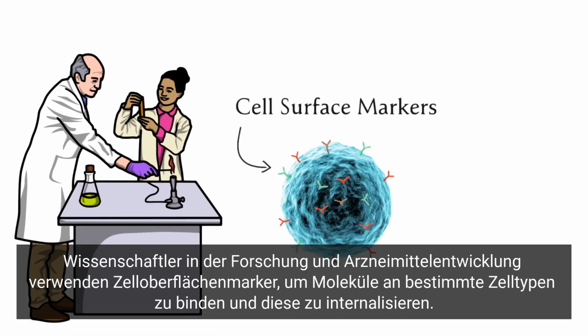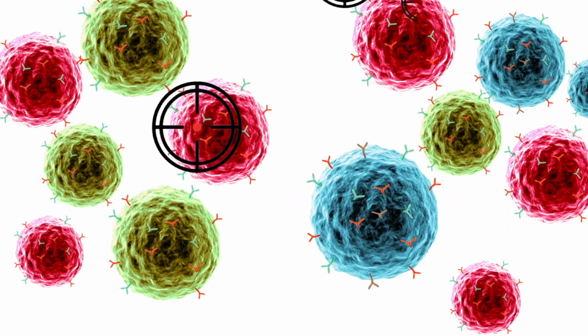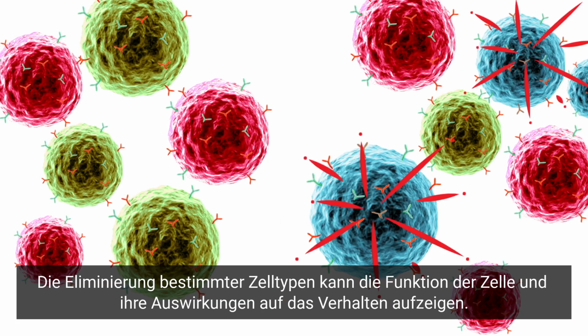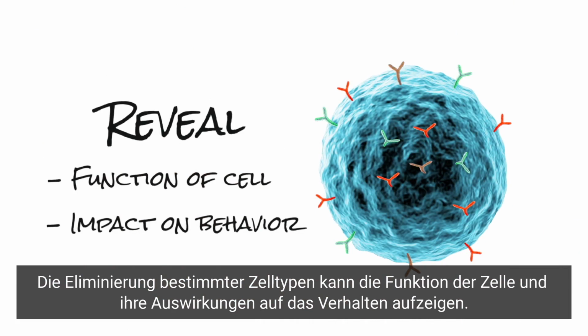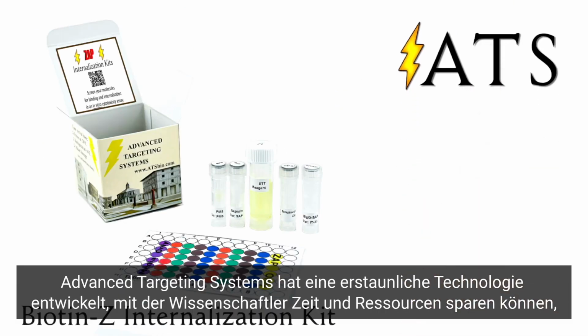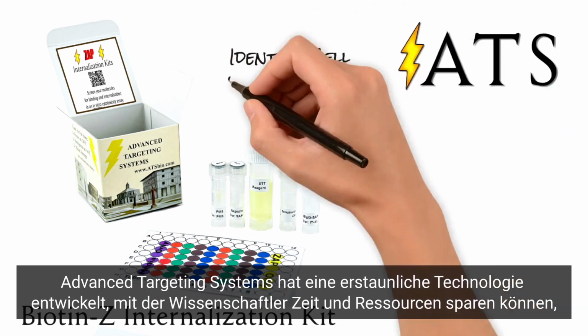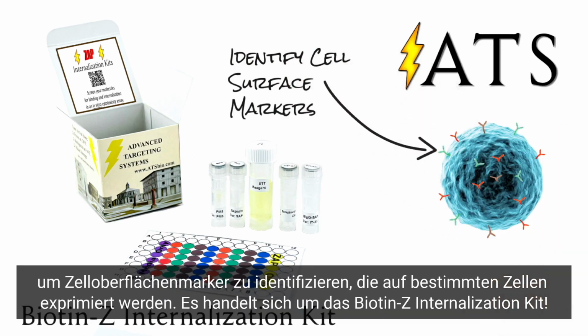Scientists in research and drug development use cell surface markers to bind and internalize molecules to specific cell types. Eliminating specific cell types can reveal the function of the cell and its impact on behavior. Advanced Targeting Systems has an amazing technology that can save scientists time and resources to identify cell surface markers that are expressed on particular cells.